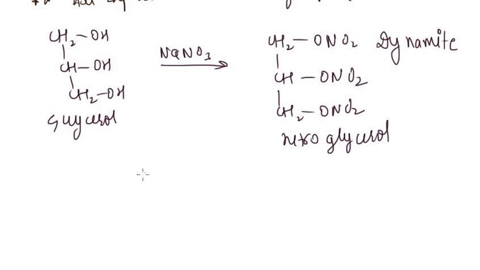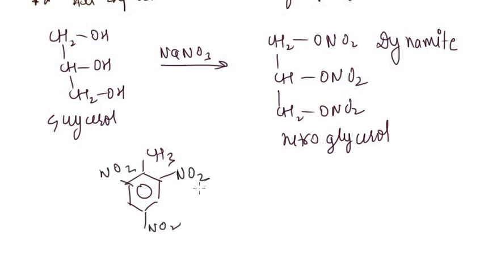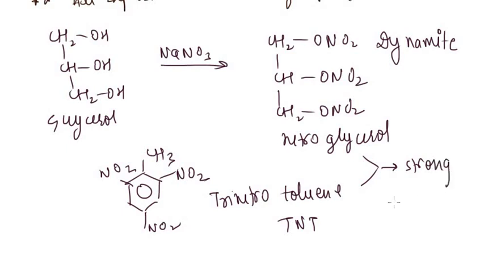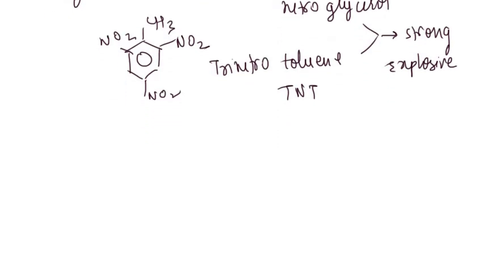And one more explosive. CH3, NO2, NO2, NO2. This is trinitrotoluene, TNT. So these are also very strong explosives. You can also find the degree of unsaturation in them, right? So if we are given the molecular formula, how can we determine the degree of unsaturation? Let's just wind up this topic while doing some random examples.